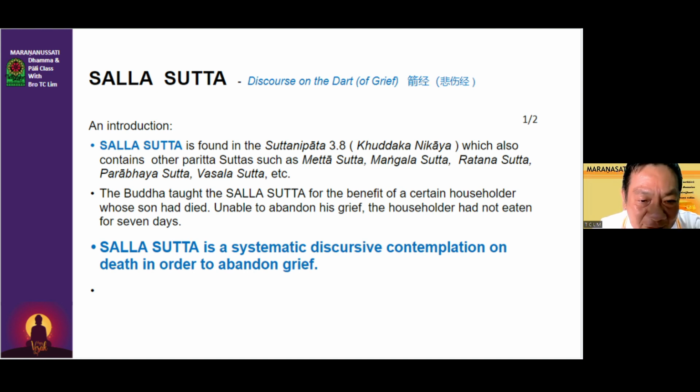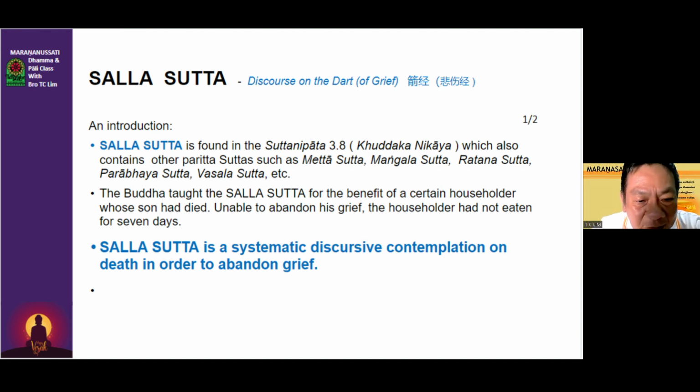Now, the Buddha taught this Salla Sutta for the benefit of a certain householder. His son had died, so he was overwhelmed with grief, unable to abandon his grief. The householder had not eaten for 7 days. And if the Buddha had not come in and intervened, the father could have died out of starvation, because he just refused to eat. He just went deep into grievance, into depression, in grief.